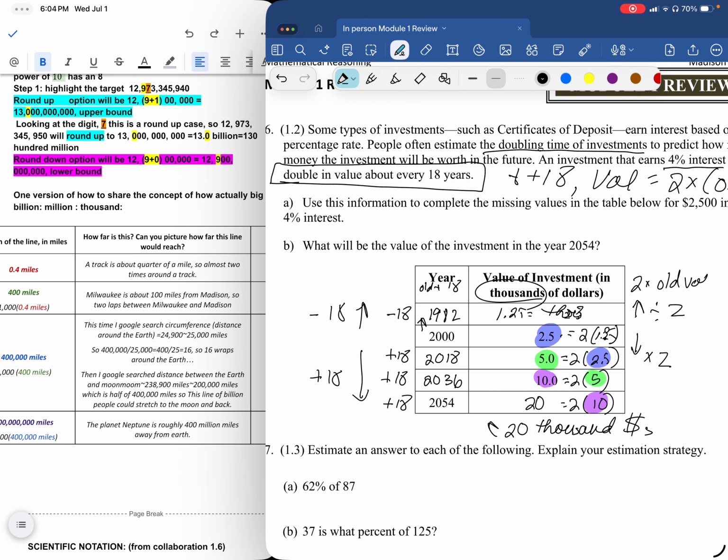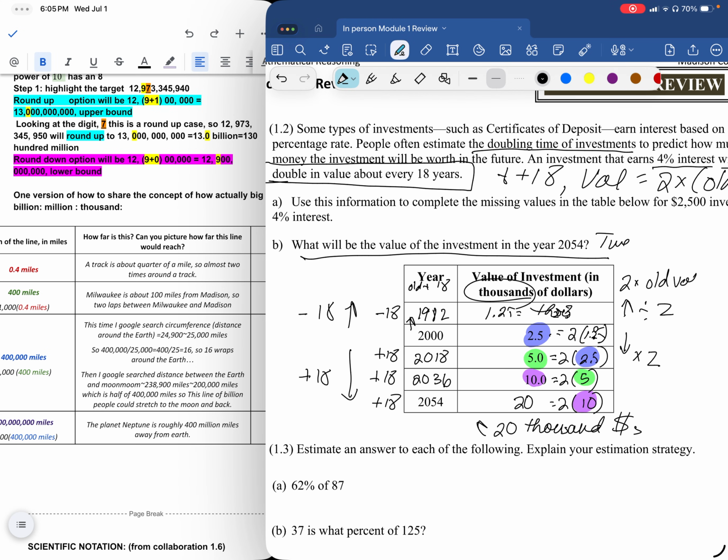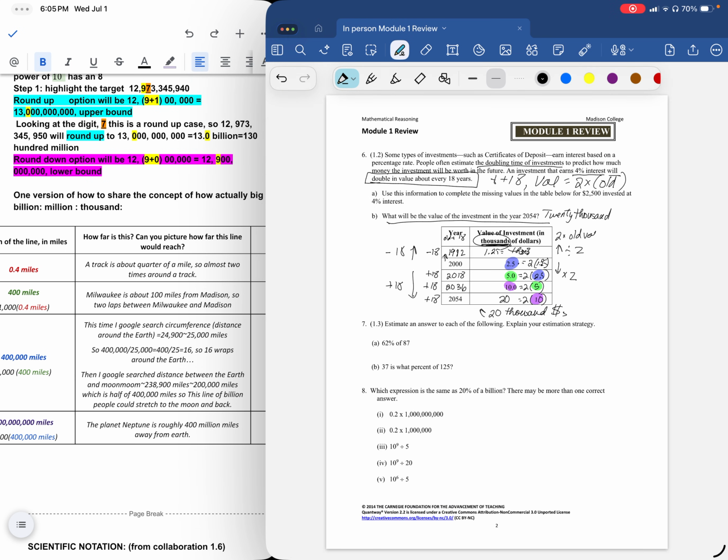So a trick they could ask, oh, what will the value be of the investment in 1954? Oh, I guess we didn't need to know the start. So there the trick is you have to say 20,000. So that's the table shenanigans. Don't forget to, especially if it's doubling time, don't forget to look at table shenanigans.